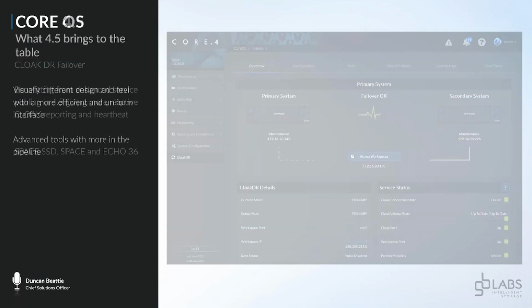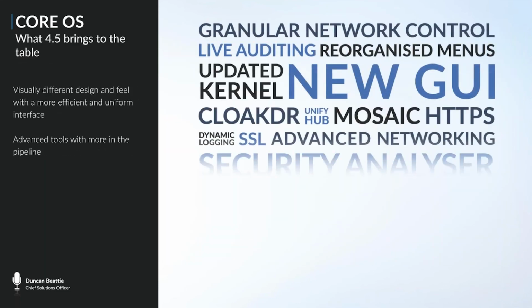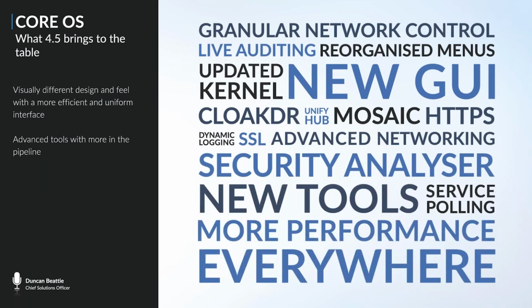But just to round up on that, what does 4.5 really bring to the table? It's a visually different design and feel with more efficient and uniform interfaces, advanced tools with more in the pipeline coming. We've done a word cloud of this, and really for us the most important thing is more performance everywhere, which is why that's highlighted. So this really does boost the entire performance of the product. And that's not just your network performance, but also the tools, the calculations, the reporting, the reaction speed. It boosts everything.